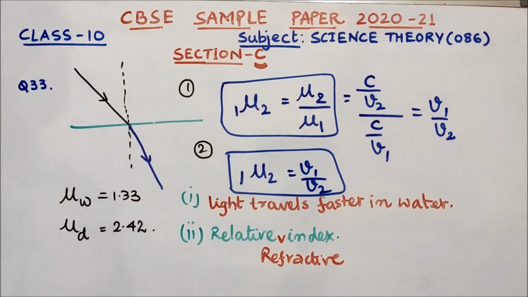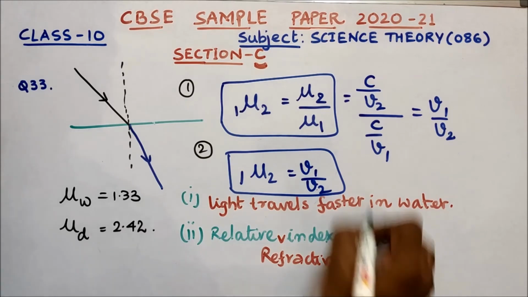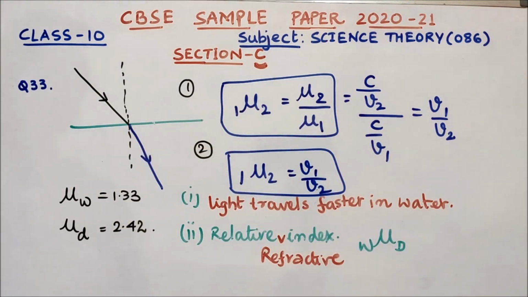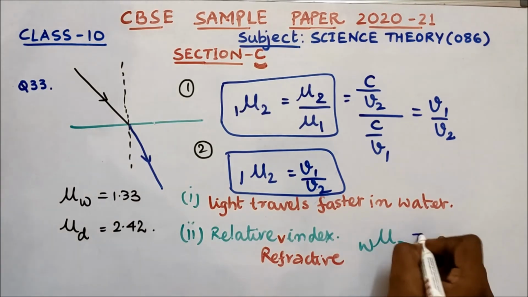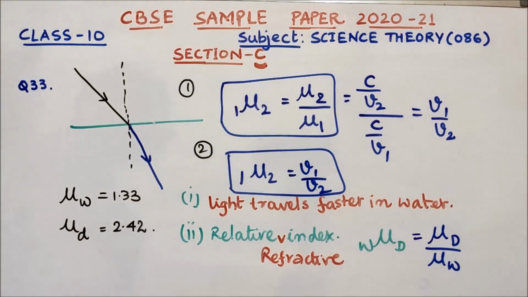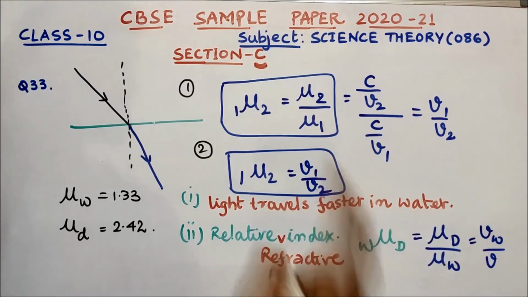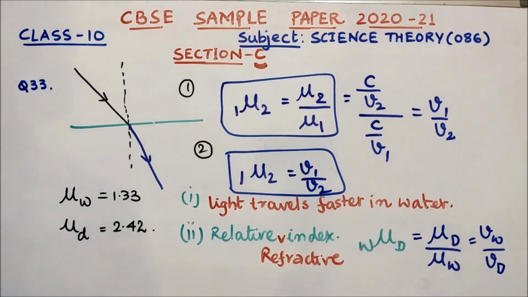So from this discussion, the question says the refractive index of diamond with respect to water. So mu of diamond with respect to water: the numerator will be the refractive index of diamond divided by the refractive index of water. If you put the values, you will get the answer. Or if the same question comes in terms of velocities of light, then it will be the velocity of light in water divided by the velocity of light in diamond.